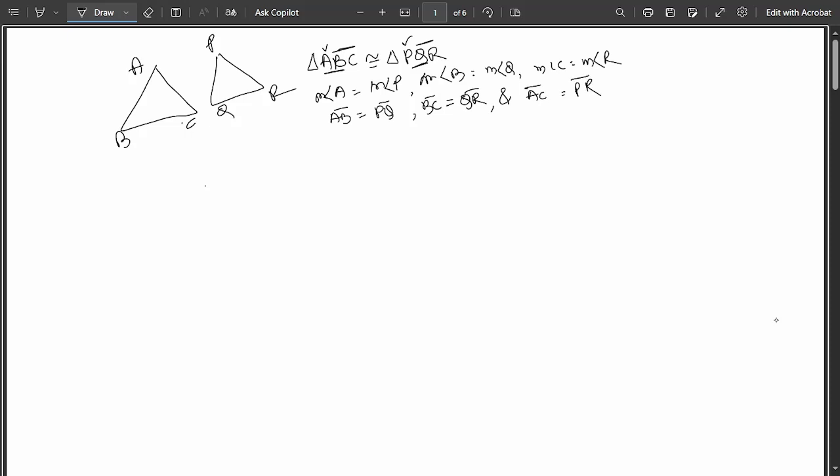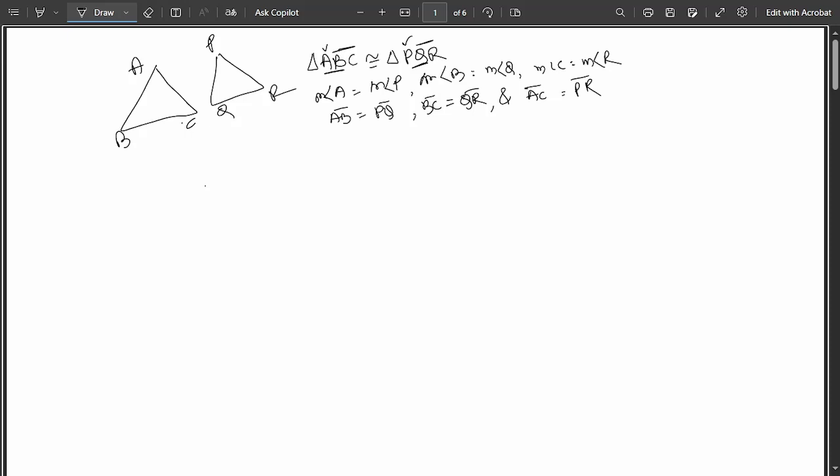So if the congruency of triangles is written, for example if triangle ABC is congruent to triangle PQR is written in the question paper, we can easily identify which angles and which sides are equal. Simply see from the name: the first is equal to the first, the second is equal to the second, and the third is equal to the third. So these corresponding parts of congruent triangles are equal.